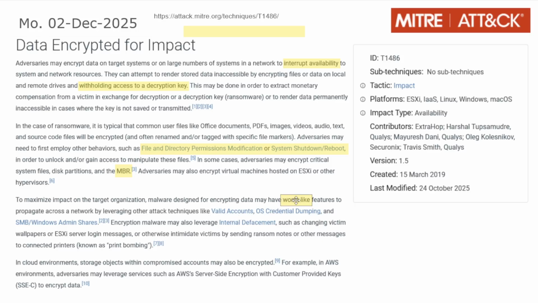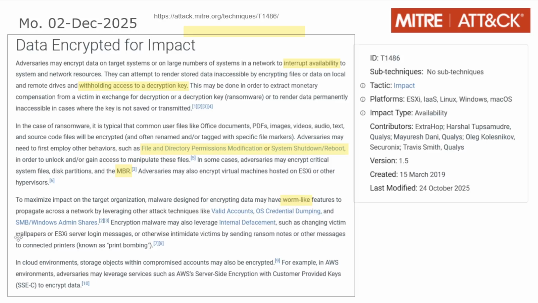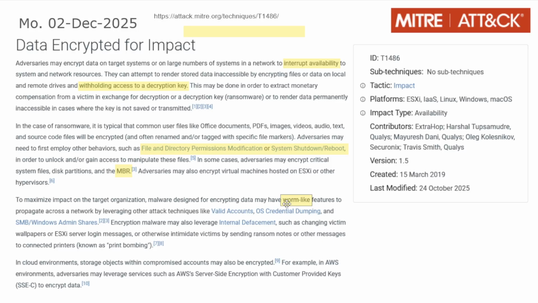Valid accounts, or credential dumping, and SMB, Windows admin shares. Yes, SMB, that's this file share protocol. And in fact, valid accounts, this was back in the day my first use case in a SIM environment that I developed for a security operations center. I remember that one well because my boss back in the day, I mean, this was some years ago now.